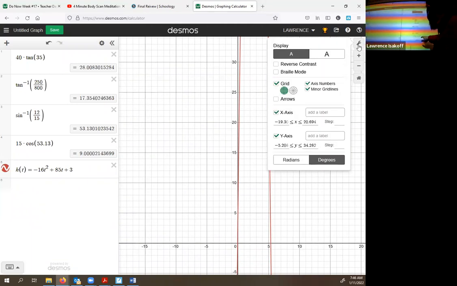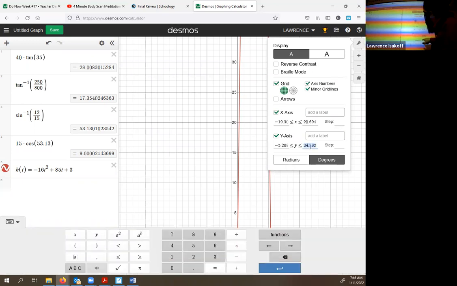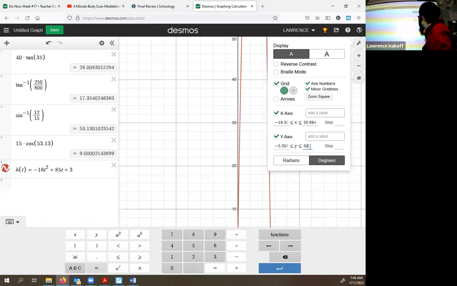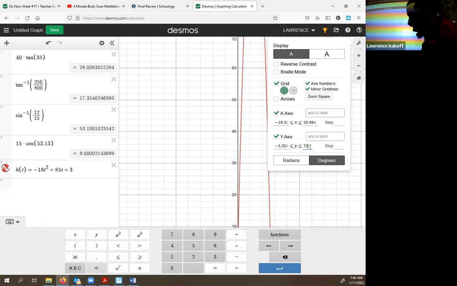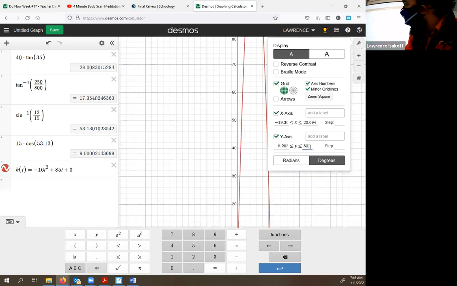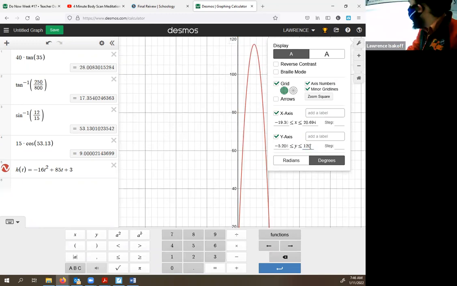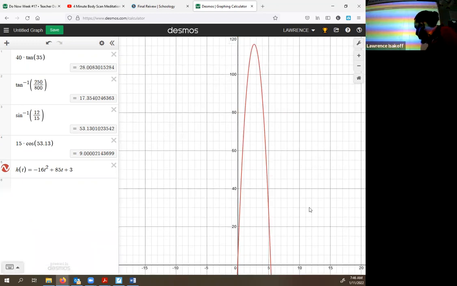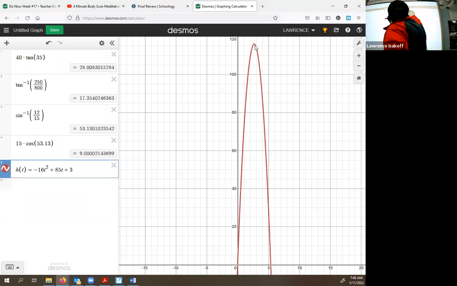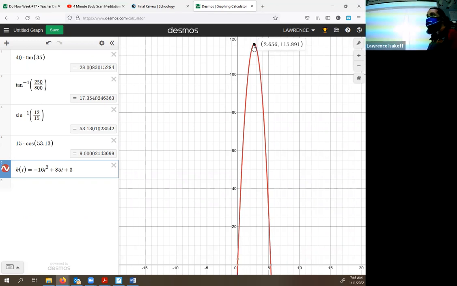I'm going to zoom out this way by just making my y-axis bigger. Let's see if I get up to 50. Can I see the top? Nope, not just yet. Let's try 70. Oh, almost there. Let's go with 80. Let's go with 120. There we go. So now I can see the top of this graph, right? Literally, all you have to do is click on the maximum. That's where it is.